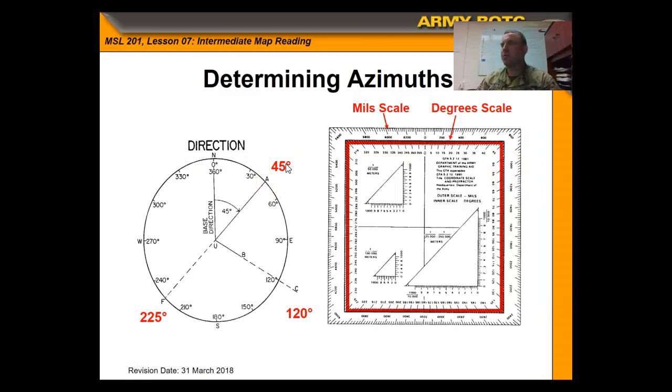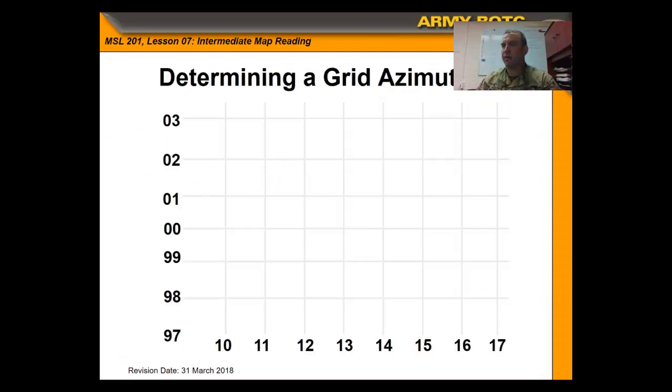So let's talk about determining a grid azimuth. When an azimuth is plotted on a map between point A, your starting point, and point B, your ending point, the points are joined by a straight line. So here you have your point A on this grid coordinate, and your point B up here. Your protractor is used to measure the angle between grid north and the drawn line, and this measured azimuth is the grid azimuth.